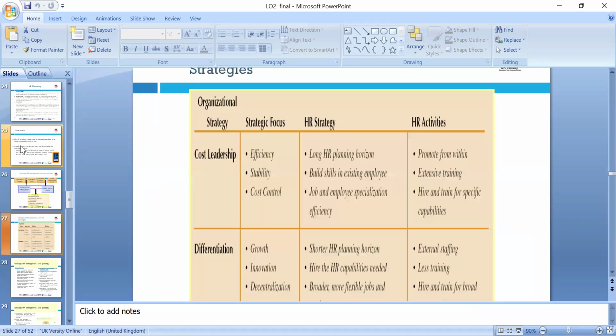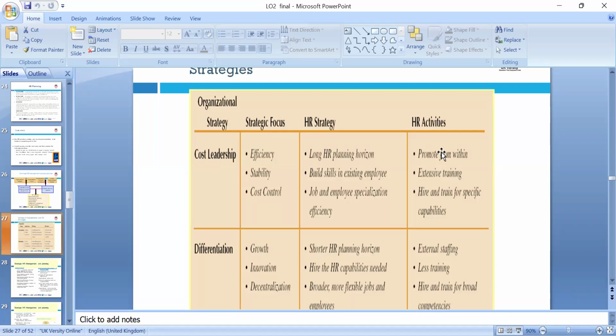So when we look at HR strategies, for cost leadership, Michael Porter gave these four strategies that we can use. Cost leadership: you want to be the cheapest company as your business strategy, with efficiency, stability, cost control, a long HR planning horizon, building skilled jobs and employing specialization and efficiency. HR prepares and promotes from within, with extensive training, HR and training recruitment.